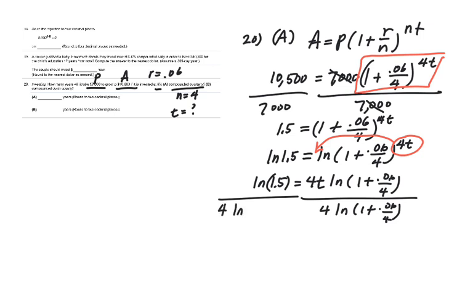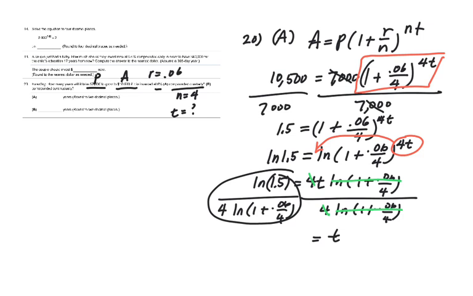So 4 times the natural log of 1 plus 0.06 divided by 4. Here the 4s will cancel, and then the natural log of 1 plus 0.06 divided by 4 will also cancel. And so we're left with t equal to this expression. That's the exact value.